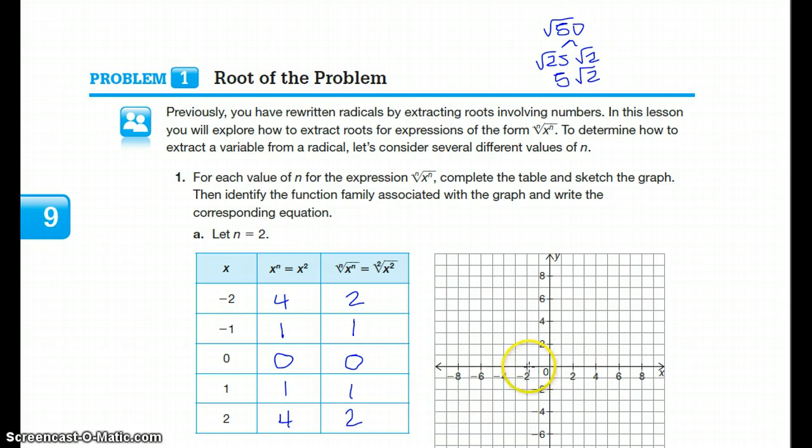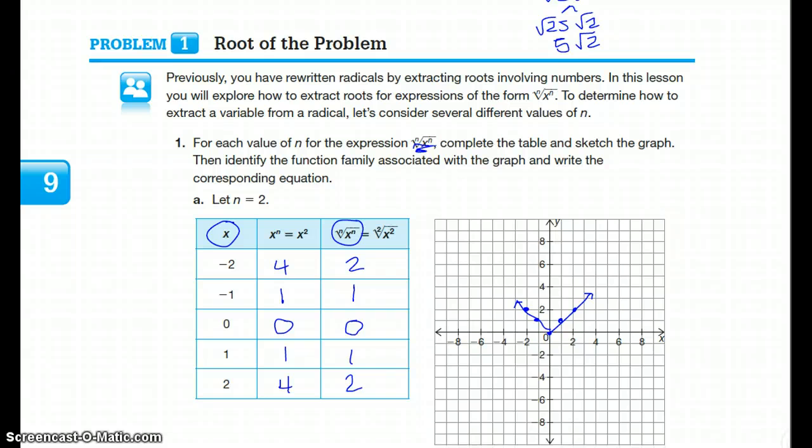So then if we go to our graph, we're going to graph the x values compared to, as they show up here, the radical value. So we're going to graph the point negative 2, 2. Then we have the point negative 1, 1. We have the point 0, 0, 1, 1, 2, 2. And we see a graph for our first problem looking like a V.